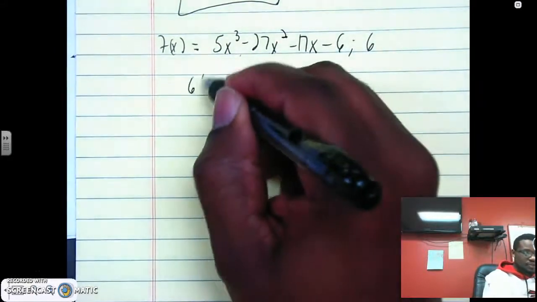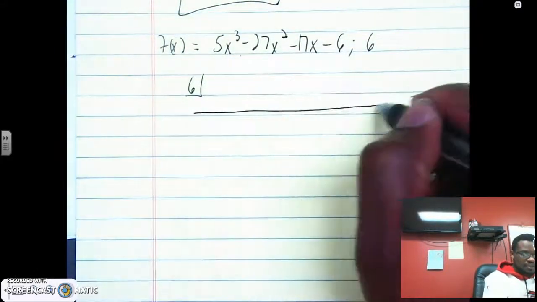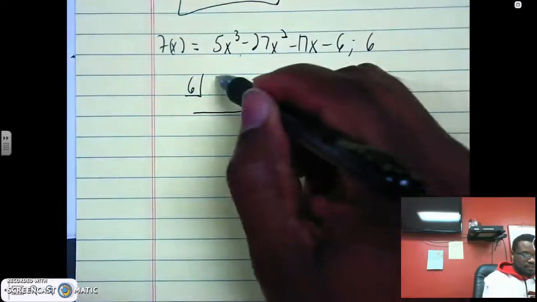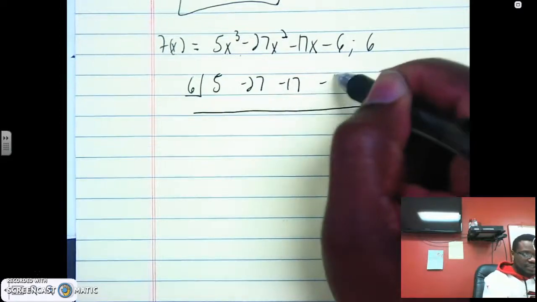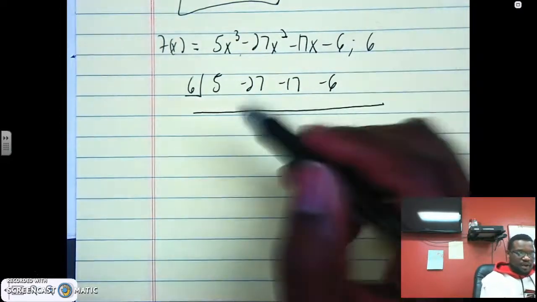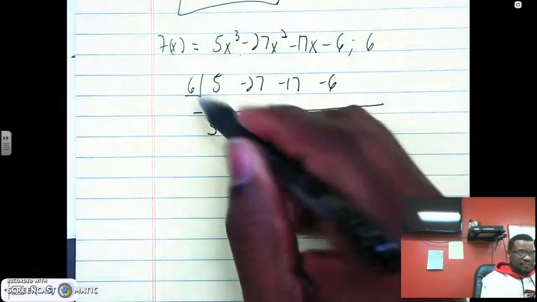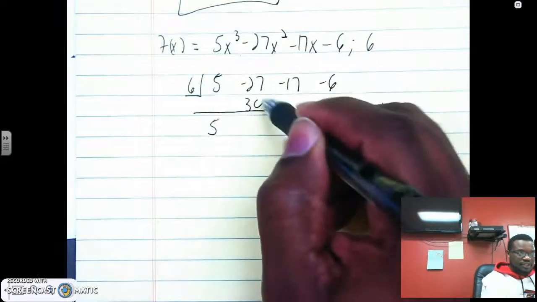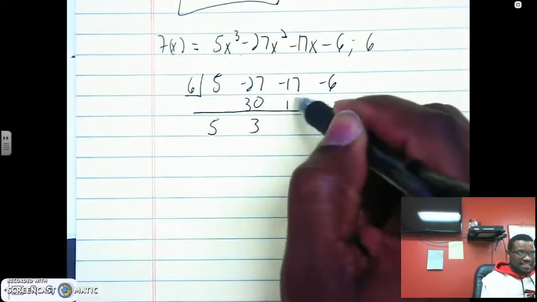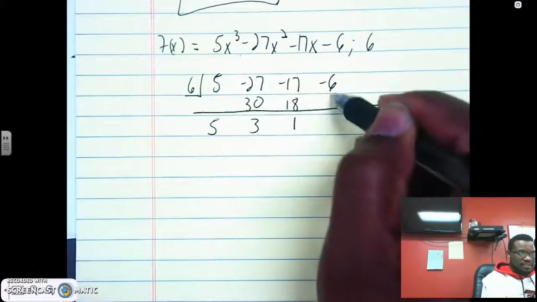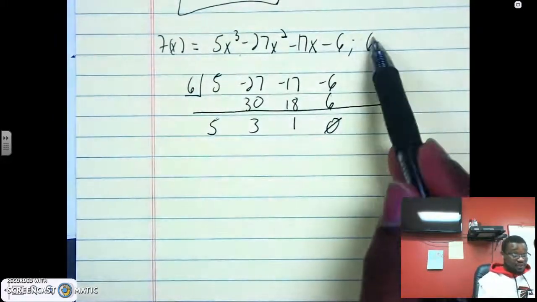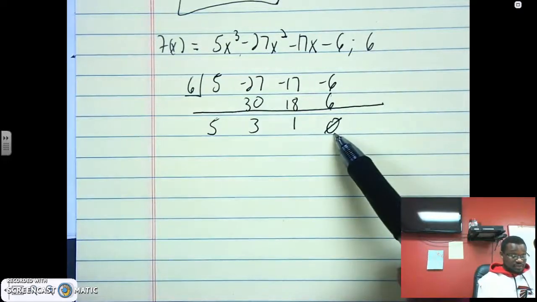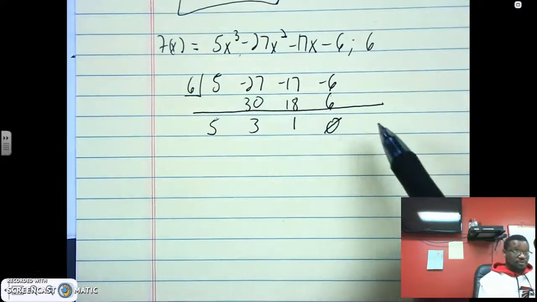First thing I'm going to do is synthetic division, making sure this is written in descending order. So I'll use 5, negative 27, negative 17, and negative 6. I bring the 5 down. 6 times 5 is 30. That makes a 3. That's 18. That makes a 1. That's a 6 and a 0. Remember, you should get a 0 here. If they give you a 0 and you don't get a 0, then you did something wrong.